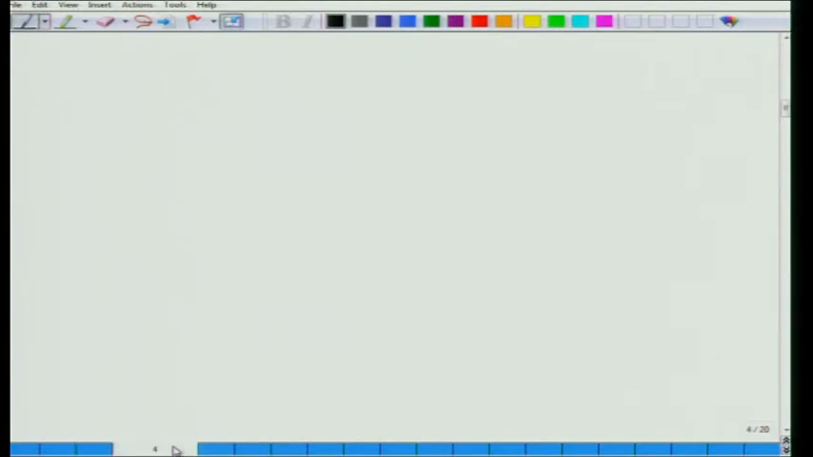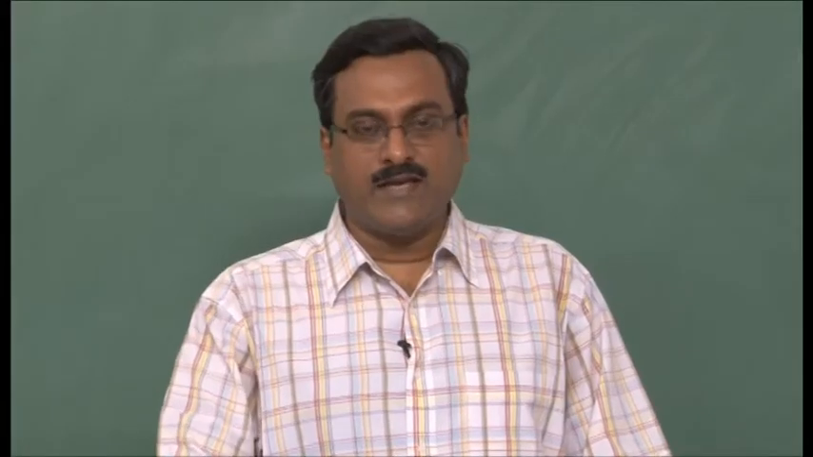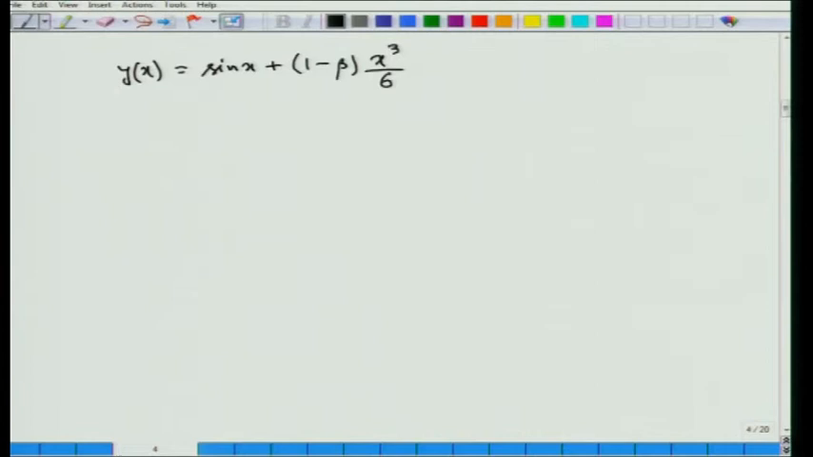Again integrating both sides and using the result y(0) equal to 0 and proceeding in a similar fashion, you can find y(x) equal to sin x plus (1 minus beta) x cube divided by 6. Now, if you compare this expression with the earlier notation that we have used, then sin x plus (1 minus beta) x cube by 6 is actually our capital G of x comma beta. So, y(x) equal to this one.